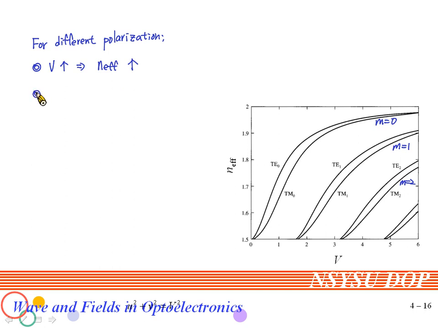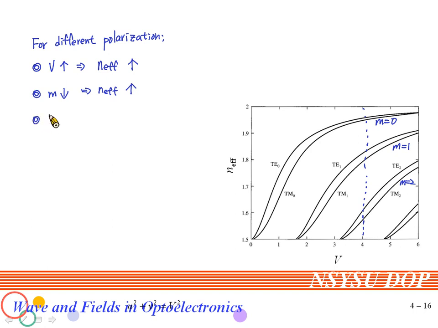Besides, if we reduce the mode order for the same normalized frequency, for example, if the normalized frequency is 4, as we reduce the mode order, the NEFF will be increased. As I have said, for the same normalized frequency, if we reduce the mode order, the field will be more concentrated in the core region. As a result, the NEFF value will be increased.